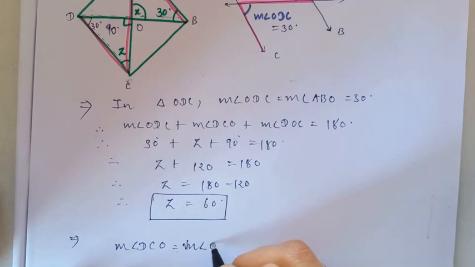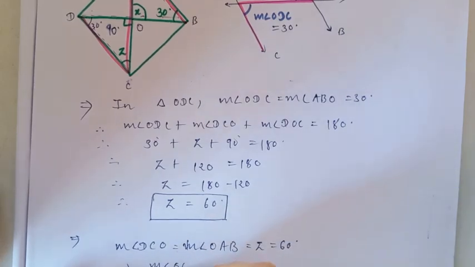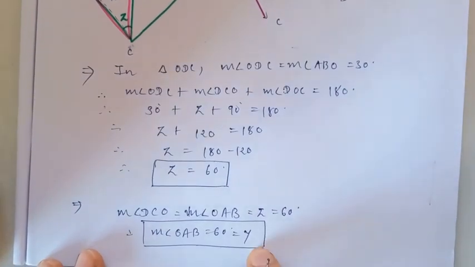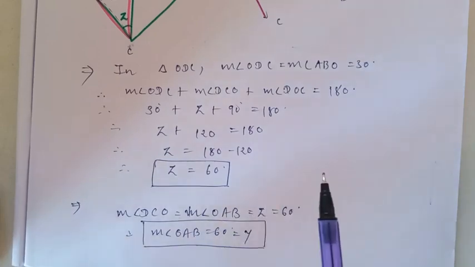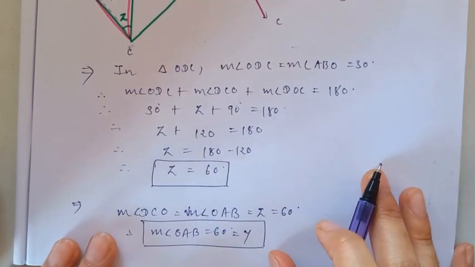Measure of OAB is equals to Z is equals to 60 degree. So measure of OAB is equals to 60 degree. So it is Y. Okay, this measure of OAB is Y and Y is equals to 60. Okay, so we have found Y and Z, and one is remaining X.